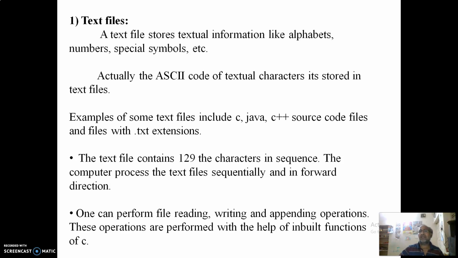Examples of some text files include C, Java and C++ source code files and files with .txt extension. The text file contains the characters in sequence. The computer processes the text files sequentially and in forward direction.